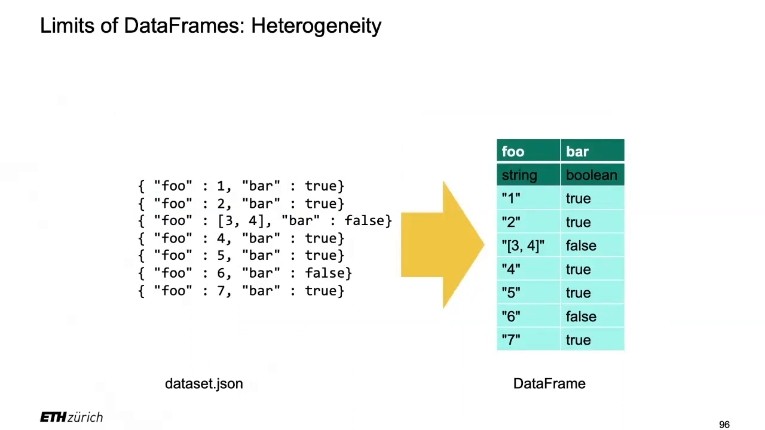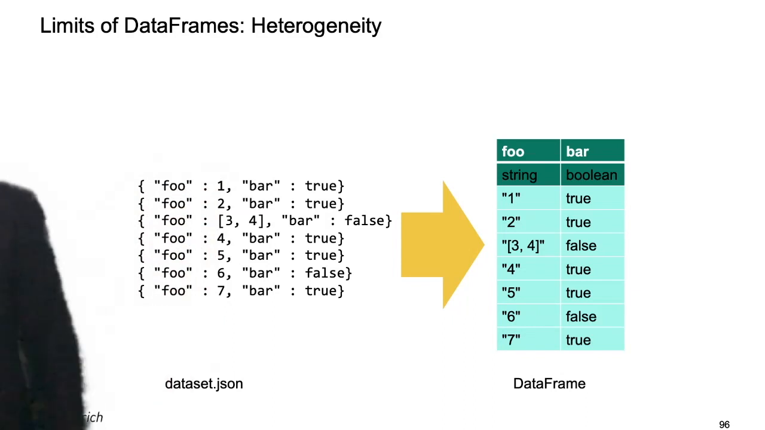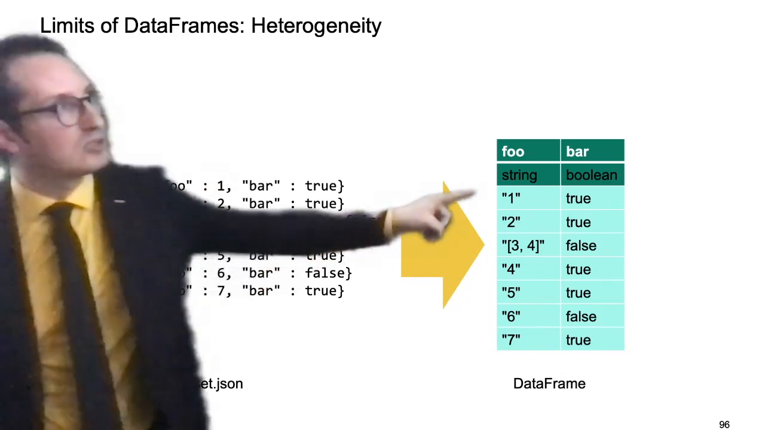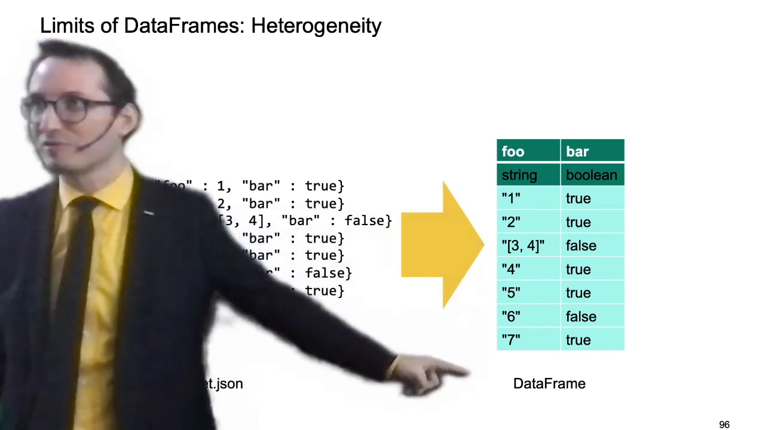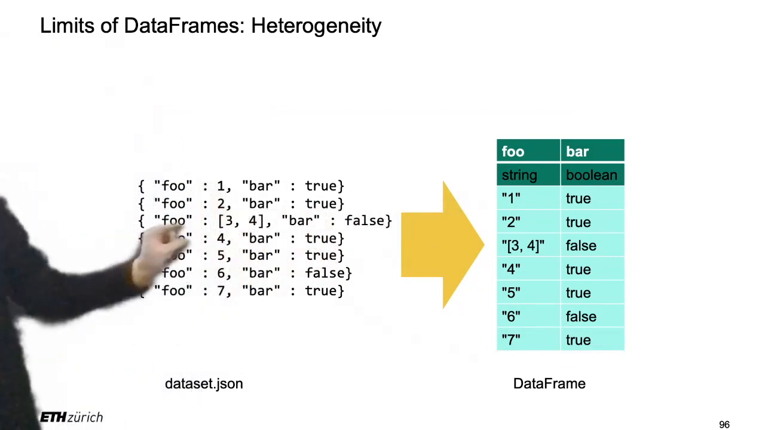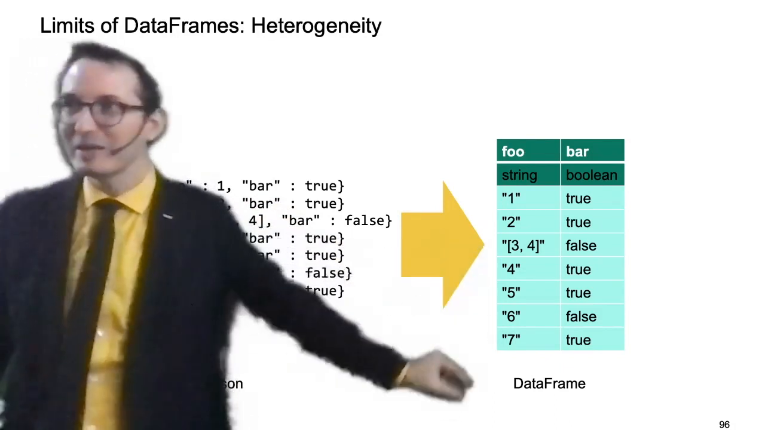Okay. So the limits of data frames are the heterogeneity, because imagine that in your data set, it's not valid. Here you have an array of integers rather than an integer. If you try to read it in Spark, it will actually work. It will just hit it with a hammer until it fits in a data frame. That's what I told you earlier. How does it hit it with a hammer? It's going to say, okay, well, this is not the same type. Let's put everything in a string. So it's creating this string column over there, and everything is dropped as a string. This string is just a serialization of JSON. So this is the string 1, the string 2, the string square bracket 3, 4 square bracket, and so on.